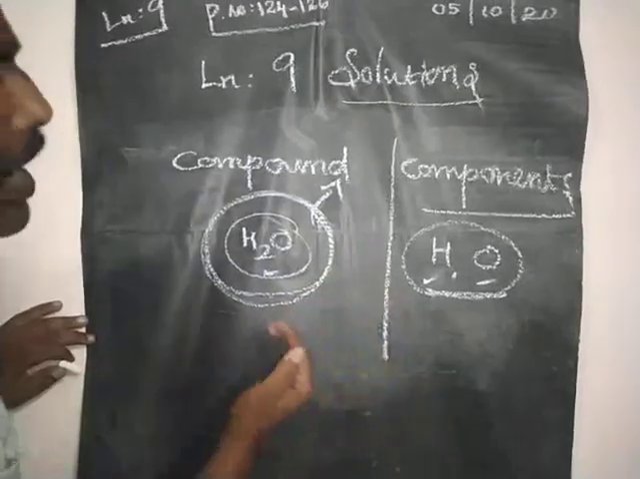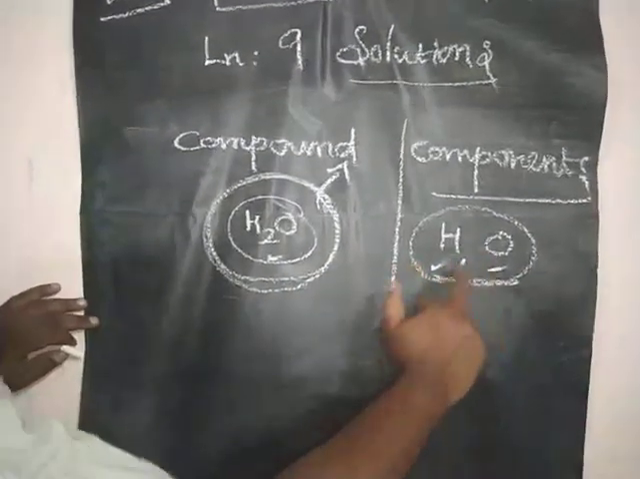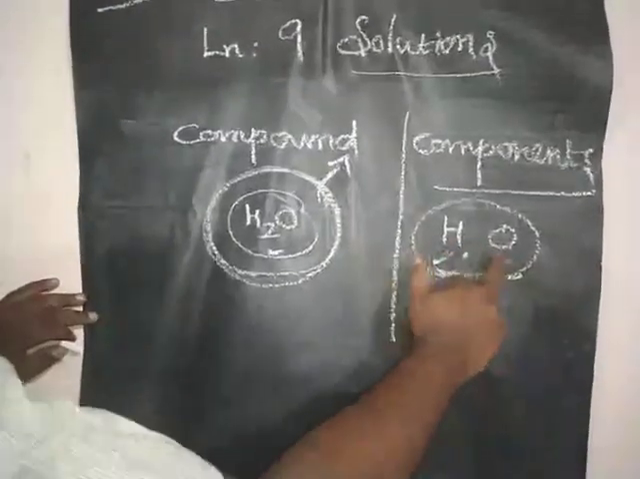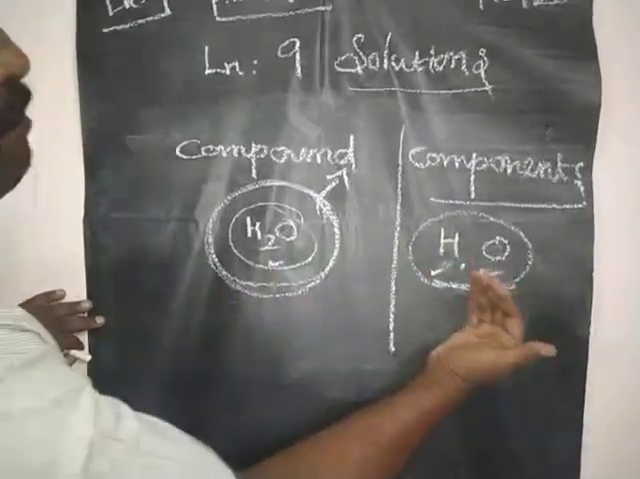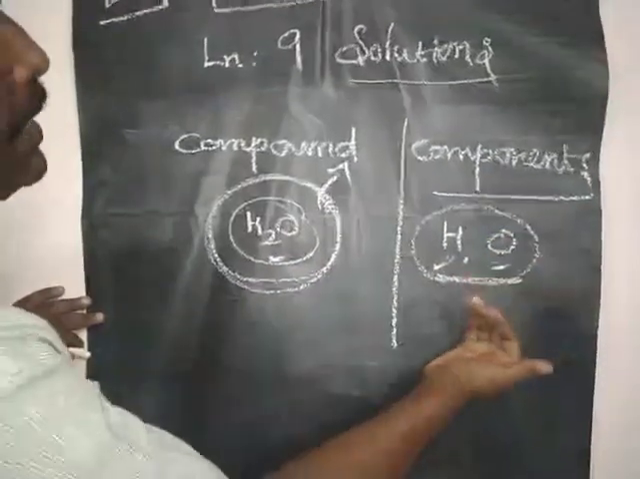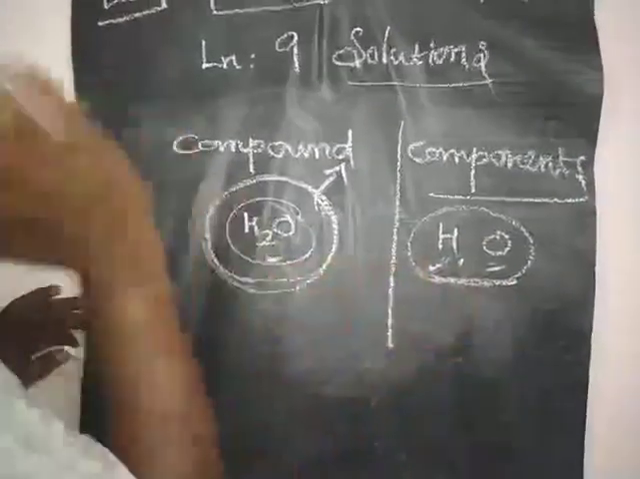If we analyze the properties also, hydrogen and oxygen are examples of gaseous elements, but water is a liquid. So the physical and chemical properties of the components are entirely different from the compound.